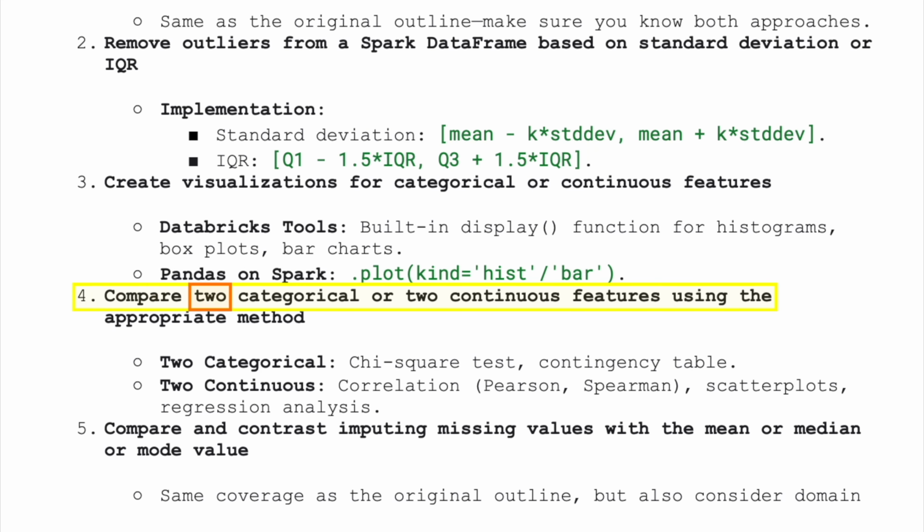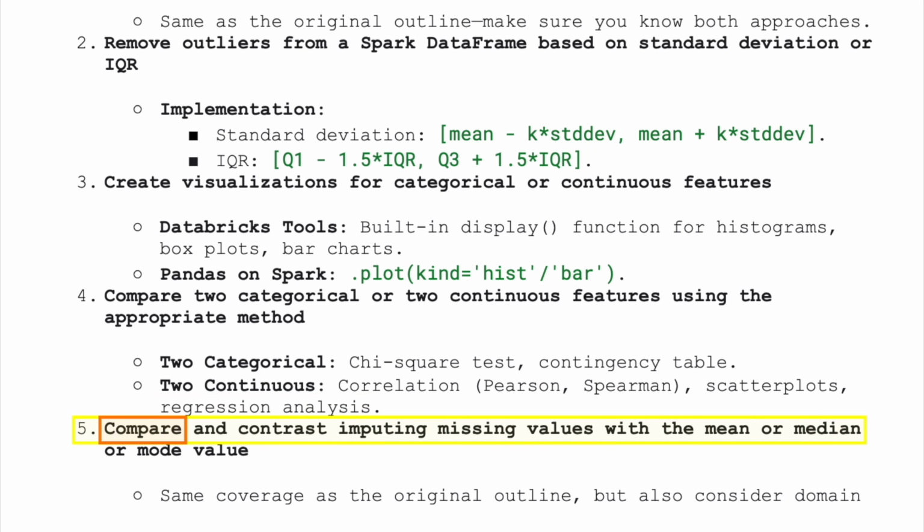4. Compare two categorical or two continuous features using the appropriate method. Two categorical: chi-square test, contingency table. Two continuous: correlation, Pearson, Spearman, scatter plots, regression analysis.